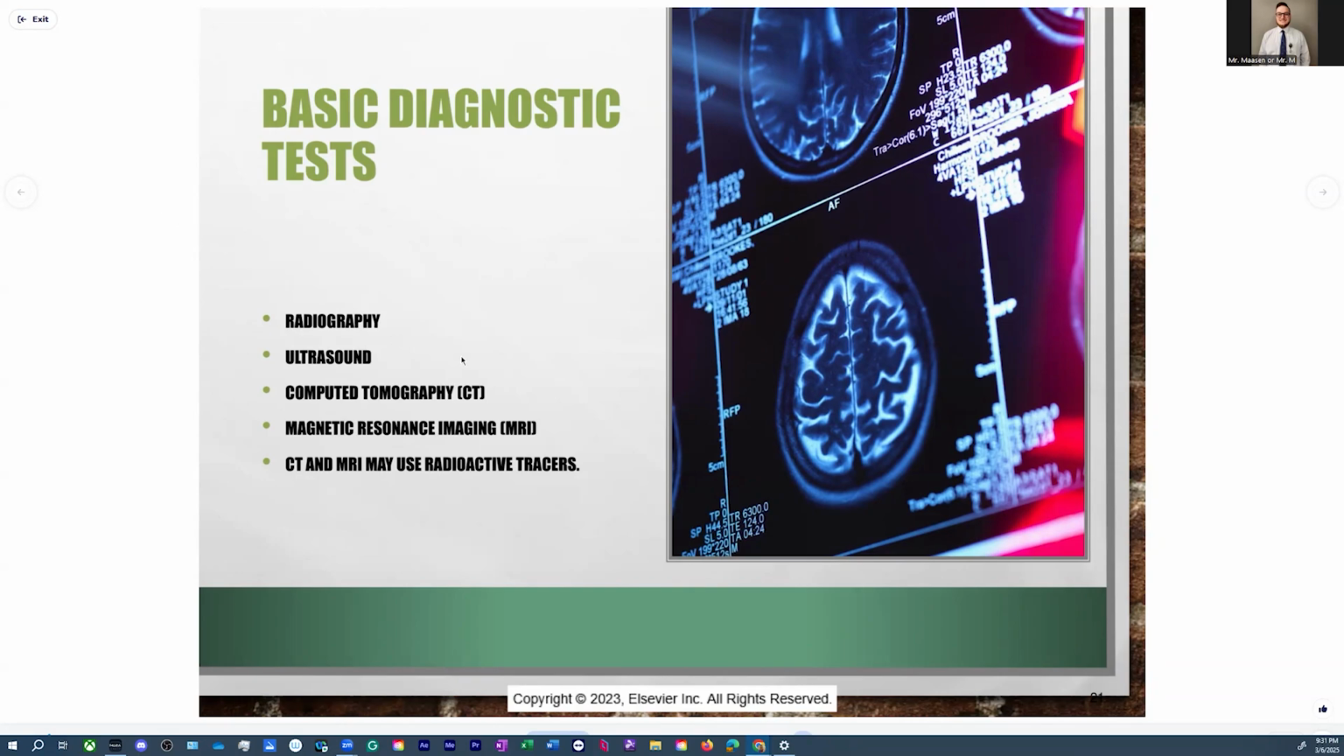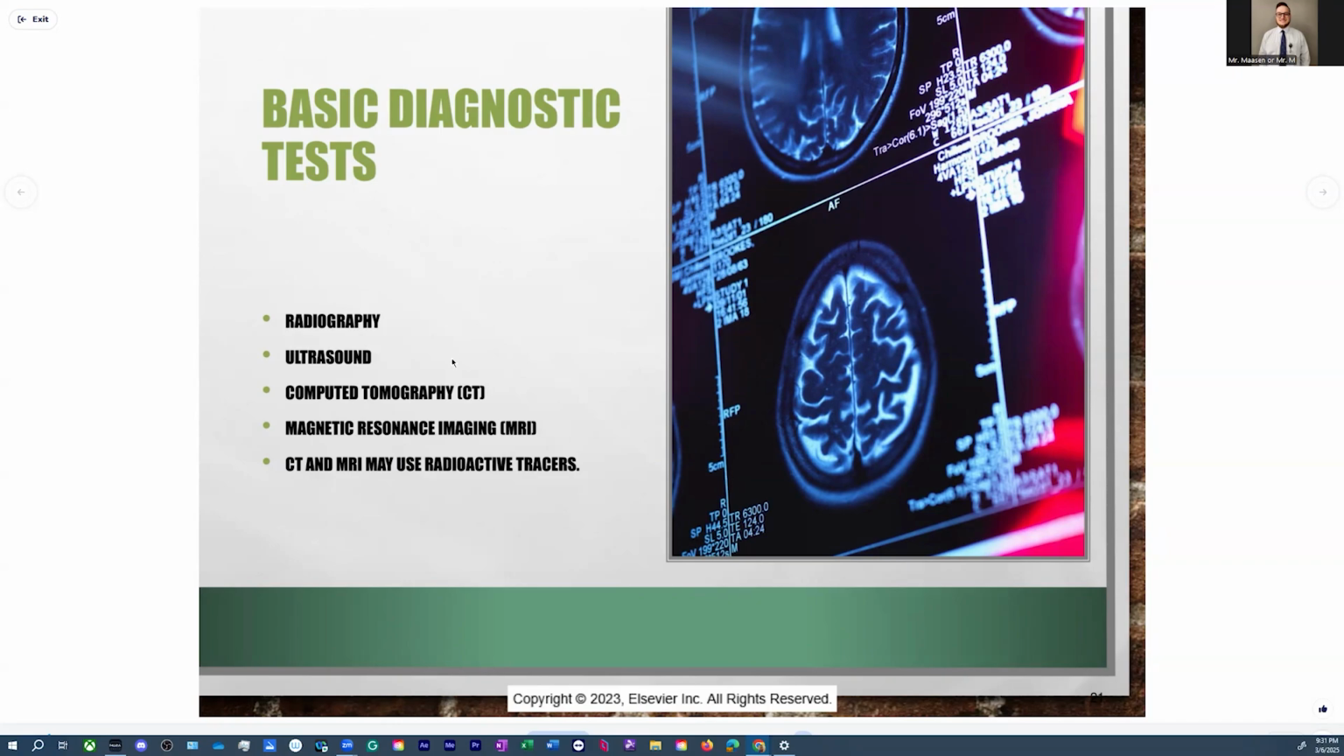So some basic diagnostic tests. A lot with the GI system is going to be about imaging, whether with the advanced technology, ultrasounds, X-rays, MRIs, CT scans, or with the old school archaic way of putting your eyes on something.